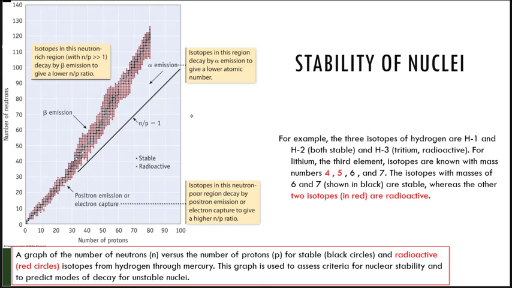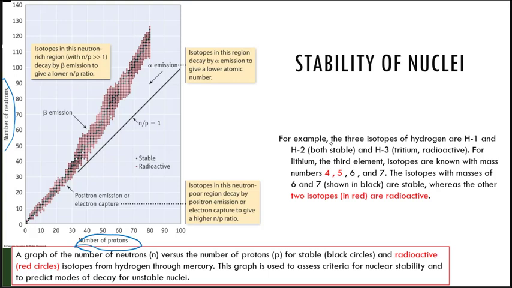This is a plot of the composition of the known isotopes of the elements. The horizontal axis represents the number of protons, and the vertical axis represents the number of neutrons. Each circle represents an isotope identified by the number of neutrons and protons contained in its nucleus. The black circles represent stable isotopes or non-radioactive isotopes, and the red circles represent some of the known radioactive isotopes. There are 254 non-radioactive isotopes.